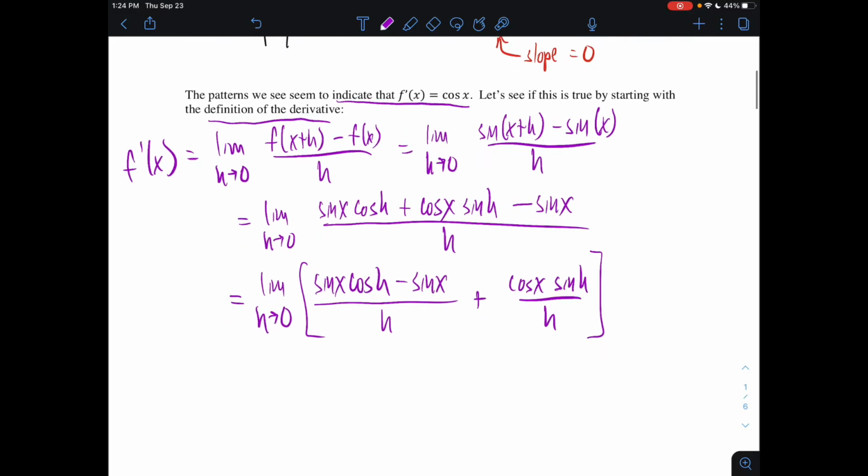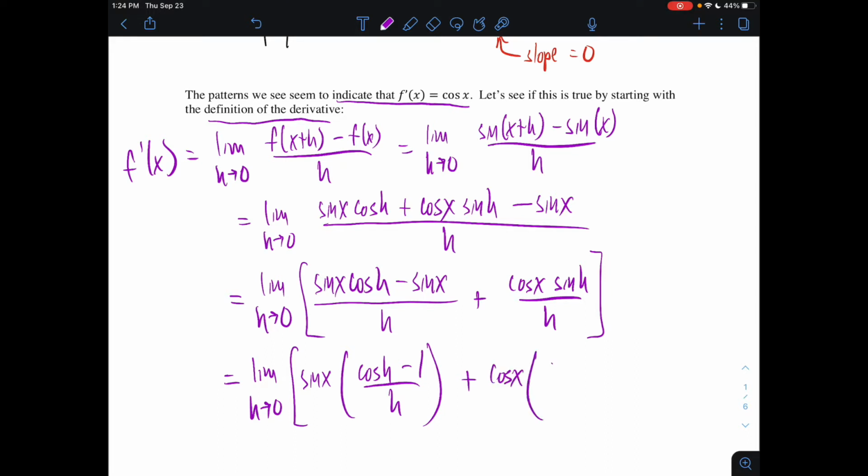What I'll do next is split off the functions that have x. So in my first fraction, you can see that we have a common factor of sine x there. So I'm going to write this as sine x times the fraction cosine h minus 1 divided by h. This should remind you a little bit of what we saw with the exponential functions. And then on the next fraction, I'll take out the cosine x by just factoring it out. And I have this other fraction, sine h over h.